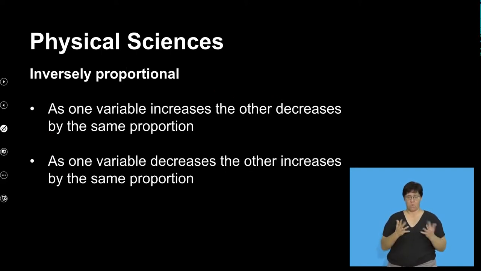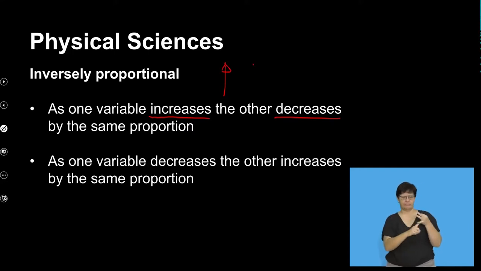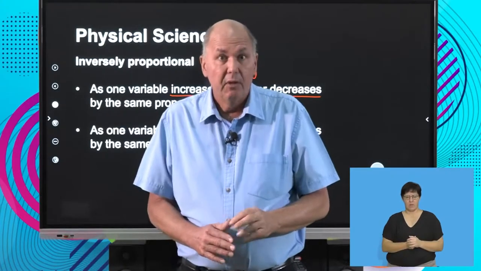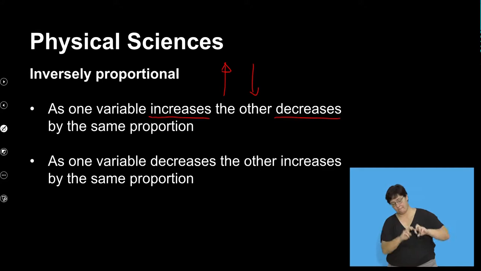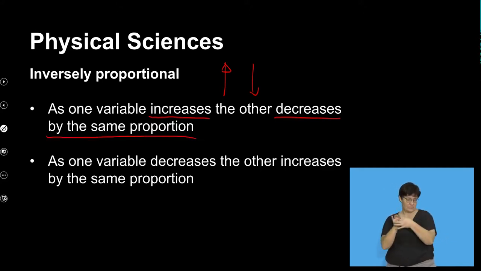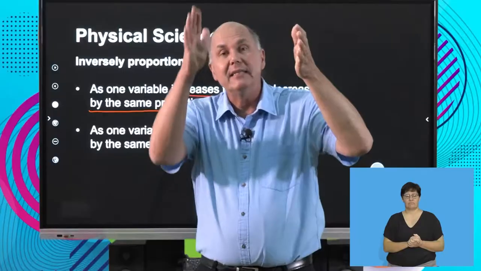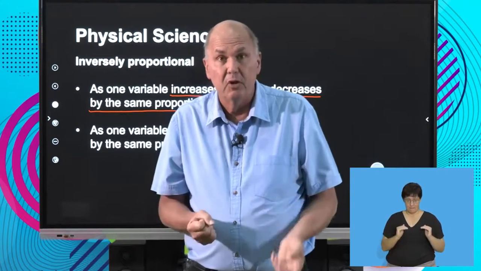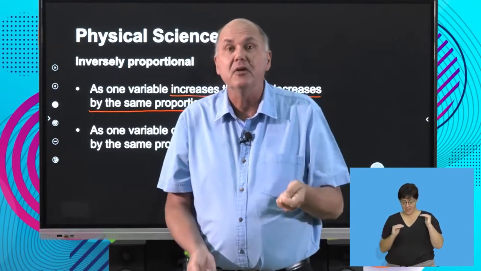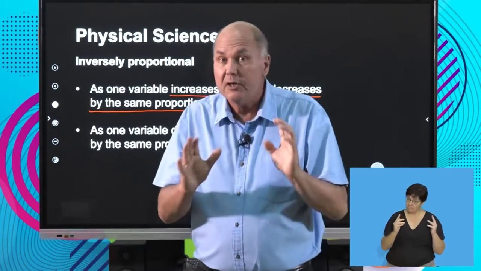Inversely proportional in words means that as one variable increases, the other decreases. So as the one goes up, the other goes down. And you know what? That's what a lot of people write in their tests and exams, and they will get no marks for it because they've forgotten the last little bit. The last little bit to the statement is by the same proportion. So as the one increases, the other decreases by the same proportion. Just the same as we said for directly proportional. When the one variable increased, the other one increased by the same proportion. So don't get that mixed up.